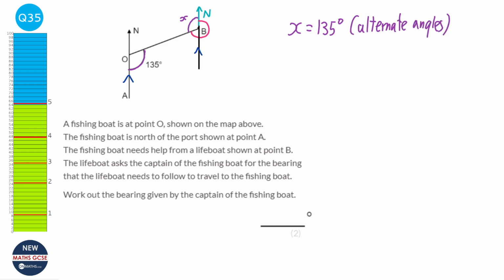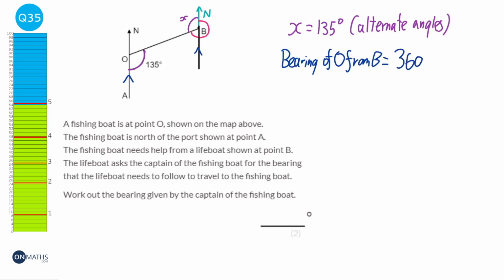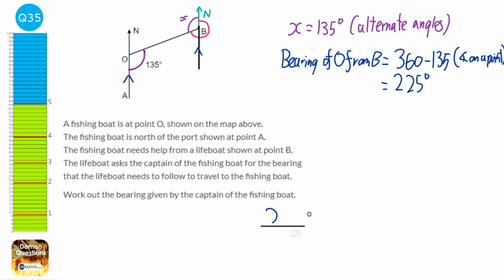Okay, and so to find out what the bearing is, the bearing of O from B, it's just going to be 360 take away 135. And the reason for that is angles on a point. We've run out of space. Okay, so we're going to do 360 take away 135, which is 225. And so our answer is 225.